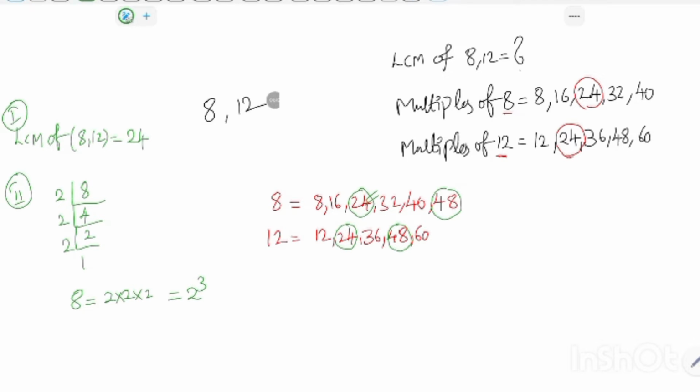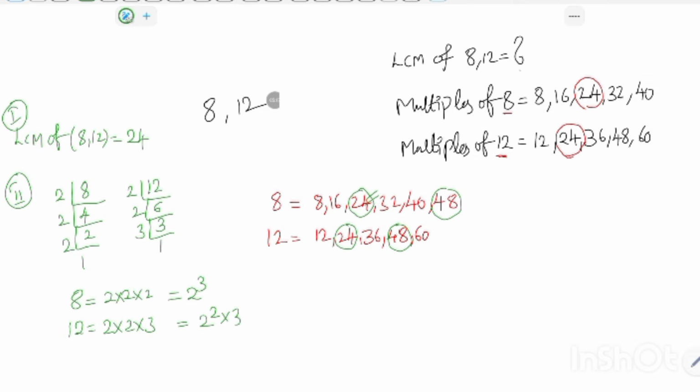Next I want to find the prime factors for 12. So 2 sixes are 12, and 2 threes are 6. Next 3 ones are 3. So 12 can be written as the product of the prime factors 2 into 2 into 3. So it can be written as 2 square into 3.